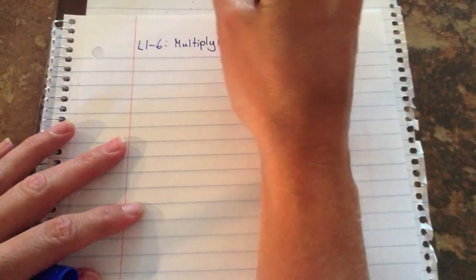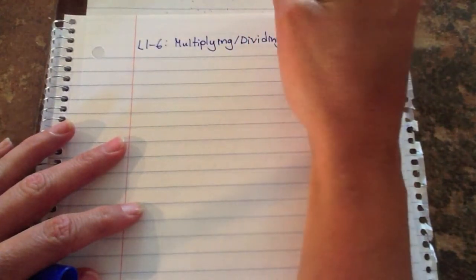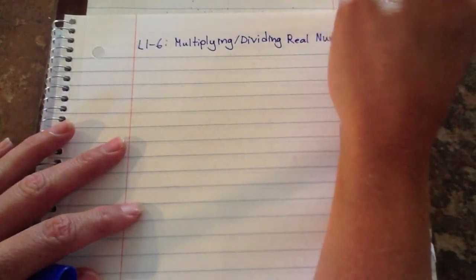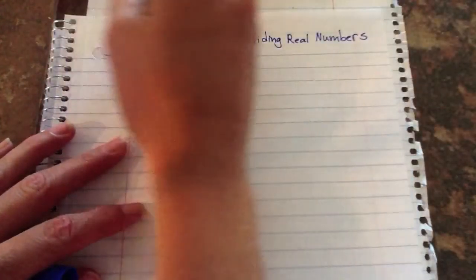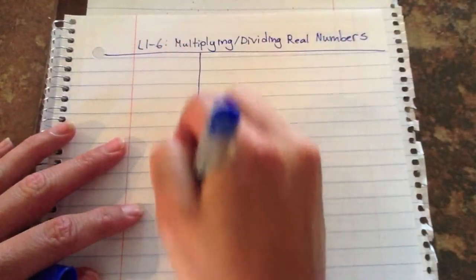Lesson 1-6 talks about multiplying and dividing real numbers. We've already reviewed most of these rules just when we've been evaluating and doing other things, but this lesson will specifically go over the rules just in case you've missed any.